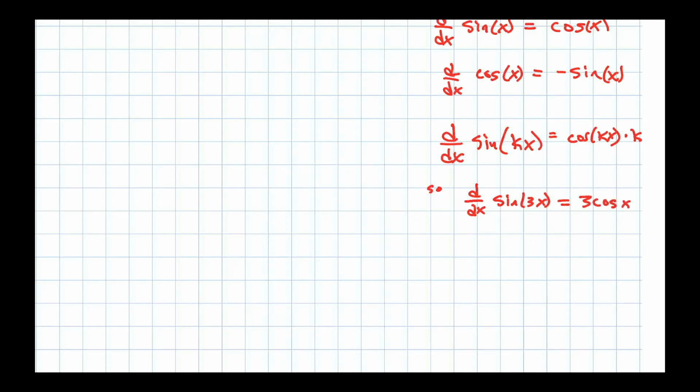So, as an example, if you did the derivative of sine 3x, it's just 3 cosine x. Sorry, that's not right. Hold on. 3 cosine 3x. Right? It's cosine 3x, and then because of that 3, the chain rule makes you multiply by the derivative of what's inside. So you multiply by the derivative of 3x, which is 3. So you end up with this extra 3. That's the k.